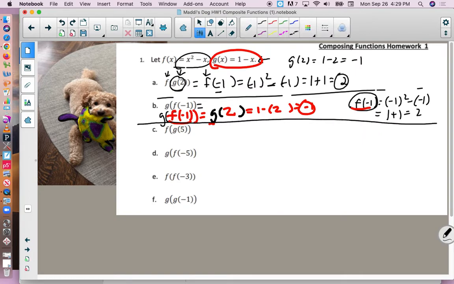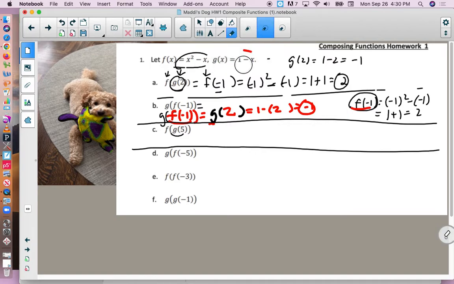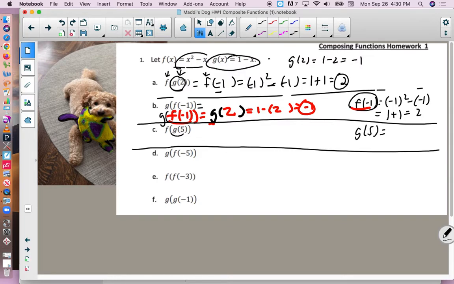So what do we have to find first here? Pause and think about it. The first thing we have to find here is g of 5. So I'm going to go to function g, and I'm going to find g of 5. I'll work the inside first: 1 minus 5, which is negative 4.